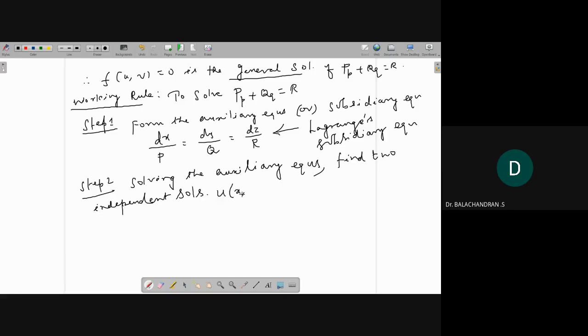u is a function of x, y, z equal to a, and v, a function of x, y, z, equal to b, where a and b are arbitrary constants.